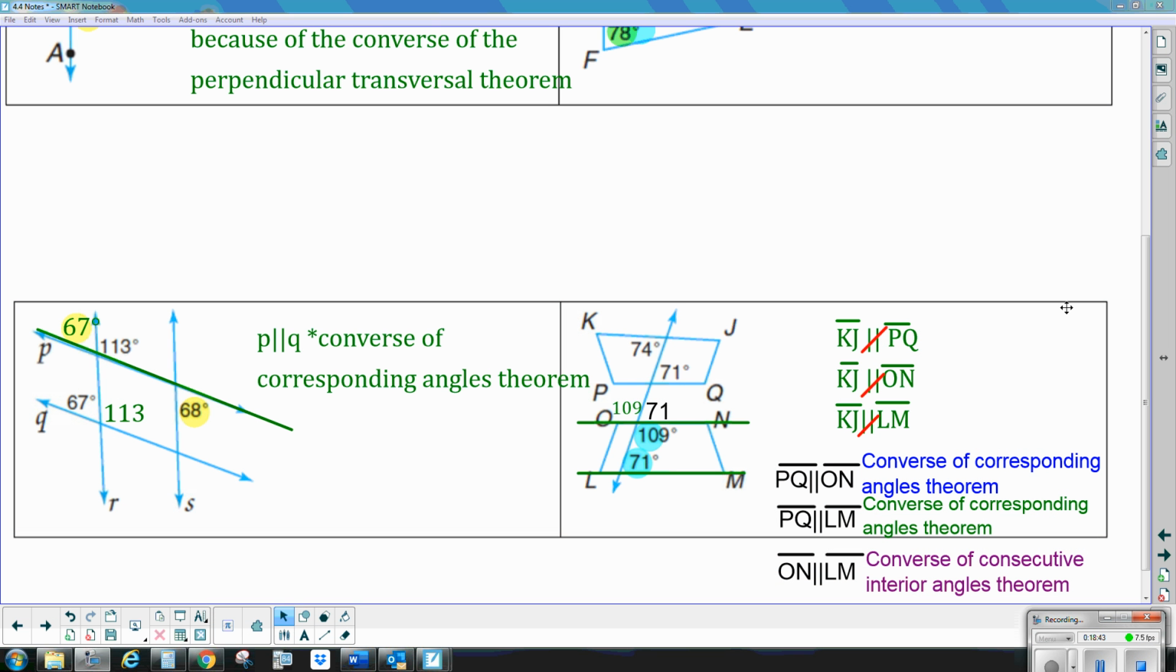Okay, so here are the justifications for those three sets of parallel lines. We don't really have any information about KP and JQ, so we can't determine whether or not those are parallel. And same with OL and NM. We don't really have any information about those, so we can't determine whether or not they're parallel at this point.